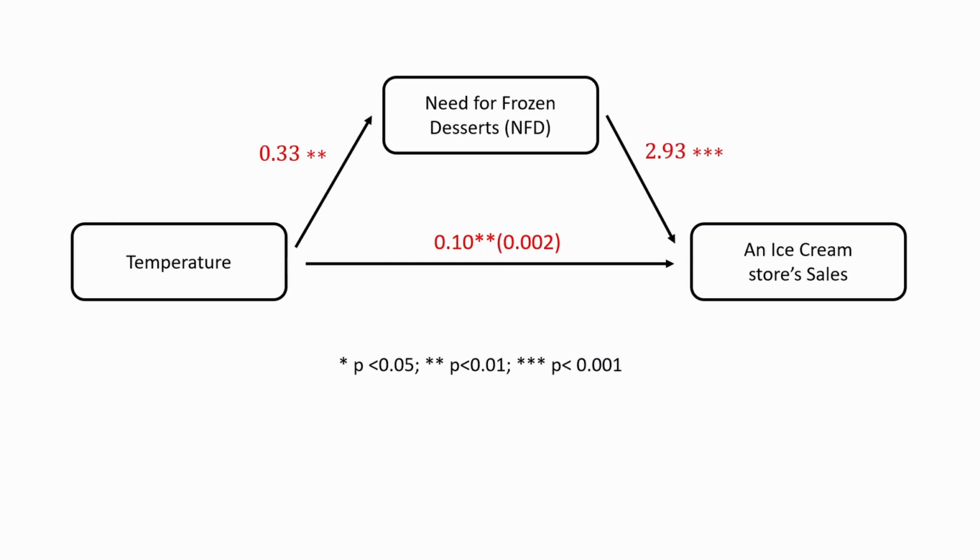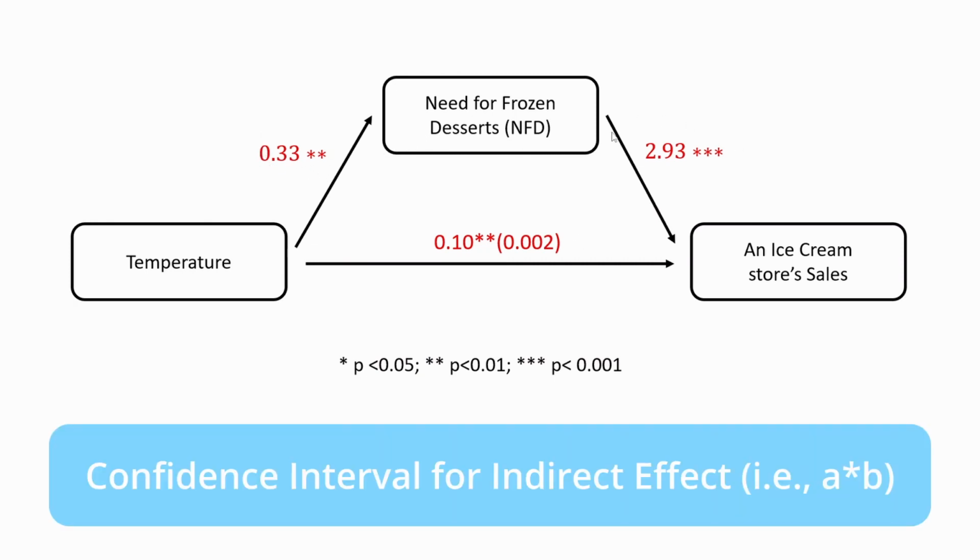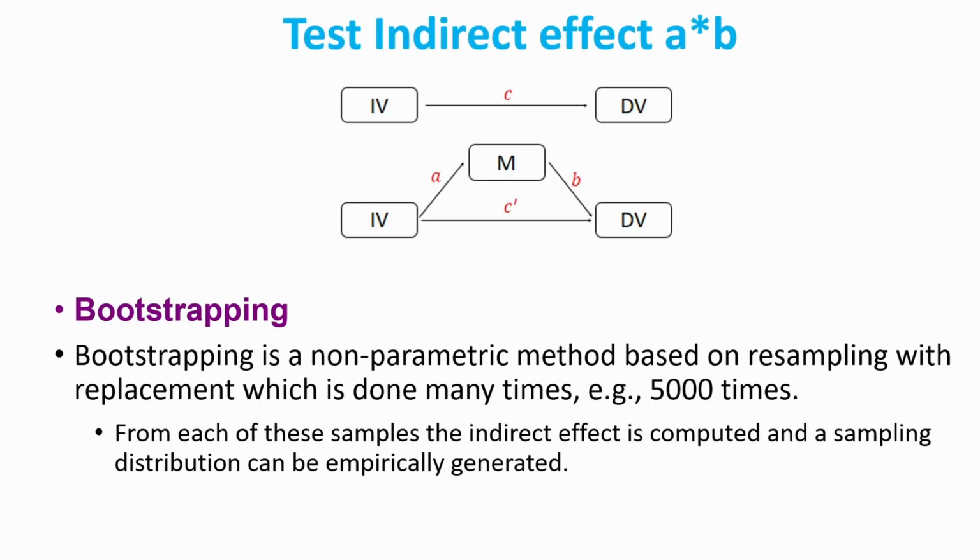But when you read the most recent research, you can see that most people report the confidence interval. So what is the confidence interval? The confidence interval basically tests A and B, you multiply them together as the indirect effect. So you try to test whether the indirect effect is significant or not. Generally, we do that using bootstrapping.